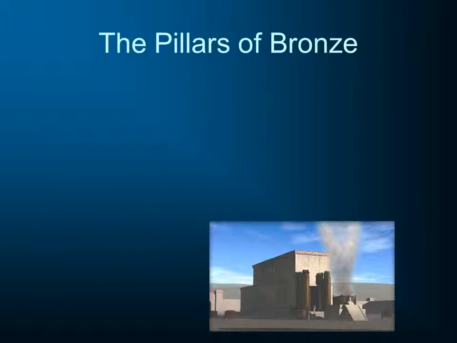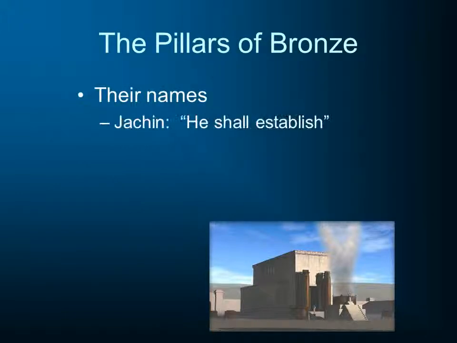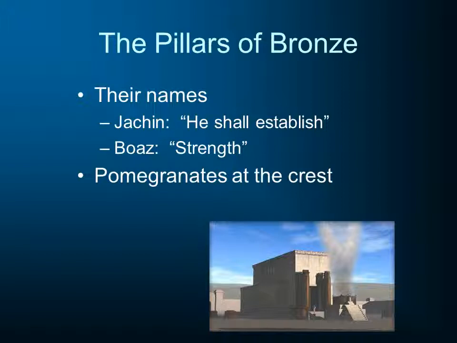The pillars of bronze are given names. There is Jachin, which means he shall establish, and there is Boaz, strength, and as we noted, pomegranates at the crest, symbolizing fertility.